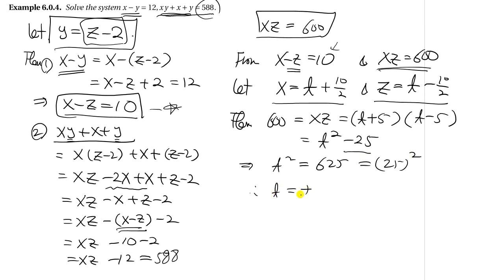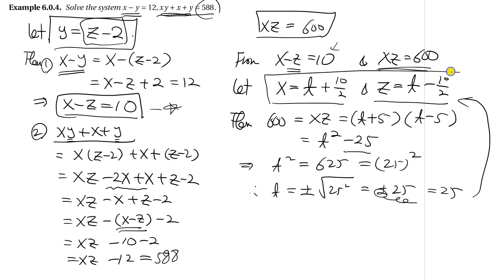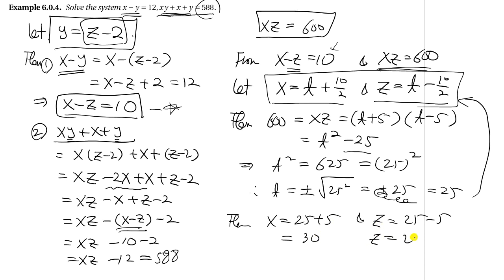So adding 25 on both sides, then we have t squared equals 625, which is 25 squared. Therefore, t must be plus or minus the square root of 25 squared, so it's plus or minus 25. But once again, we're only thinking about positive cases. So t should be 25. Then put this into that setting. Then x must be 25 plus 5, and z equals 25 minus 5. So x must be 30, and z equals 20.